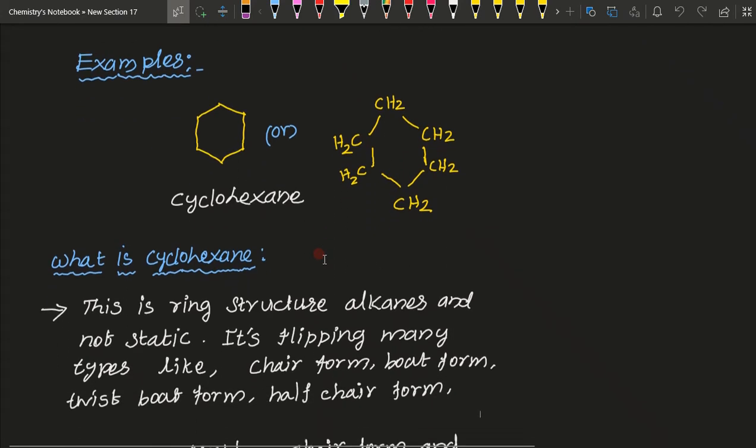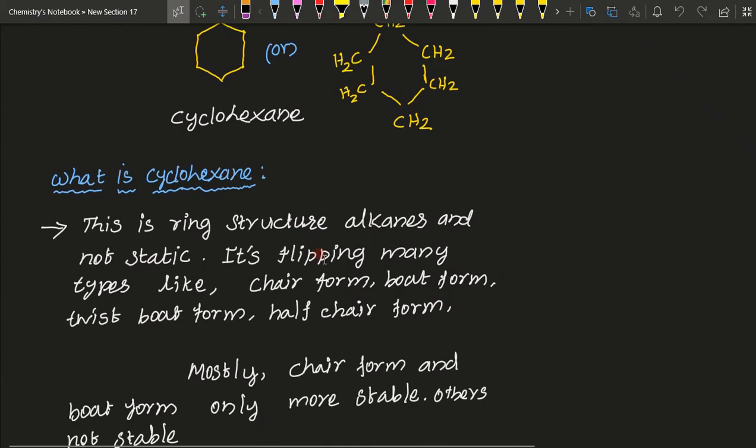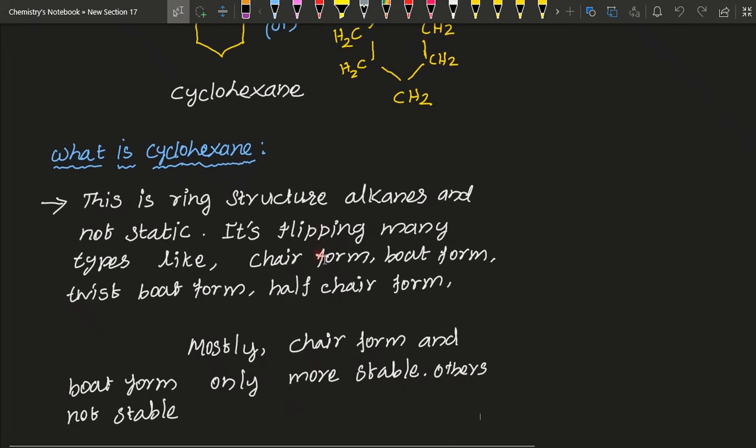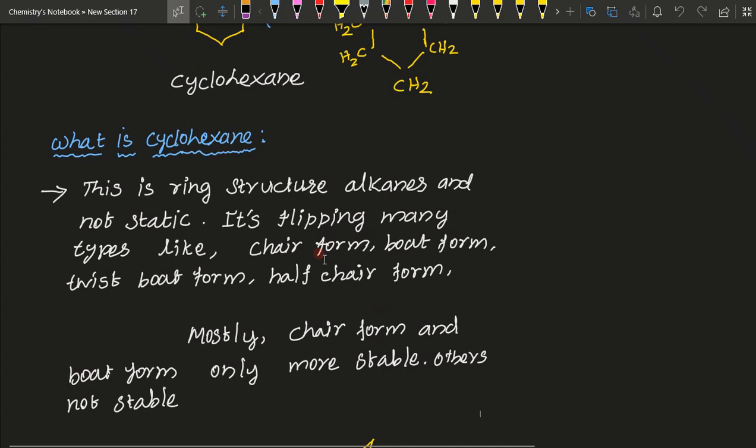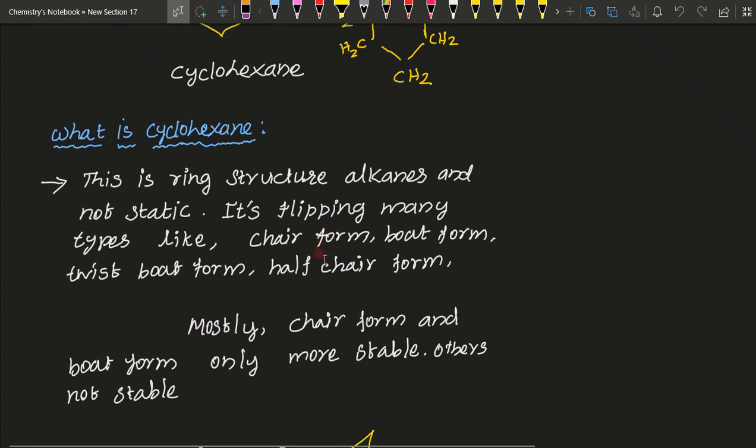What is cyclohexane? First we will see this ring structure. Alkanes are not static. It means this structure is not in a standard position. It is flipping in many types, like chair form, boat form, twist boat form, half chair form. Mostly the chair form and boat form are more stable, the others are not.